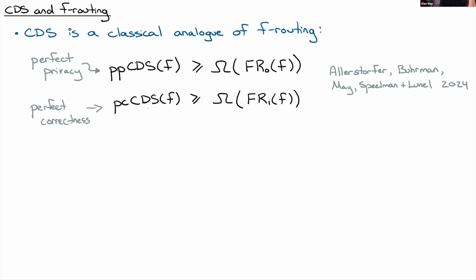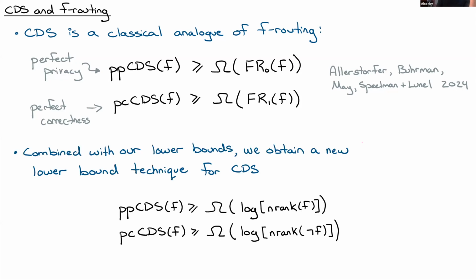Then that setting, the randomness cost, is lower bounded by the entanglement cost for F routing with perfect correctness in one instances. Okay. So because of this connection, and employing the lower bounds that we prove in this paper, we get a new technique for putting lower bounds on CDS. And in particular, we get this lower bound in terms of the log of the non-deterministic rank.